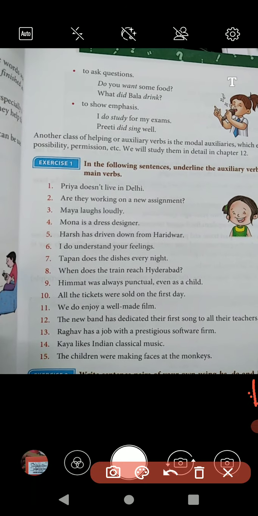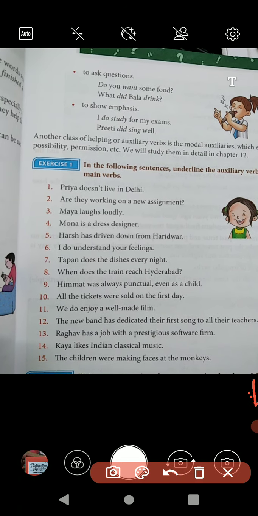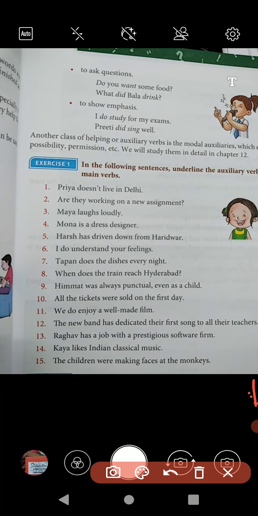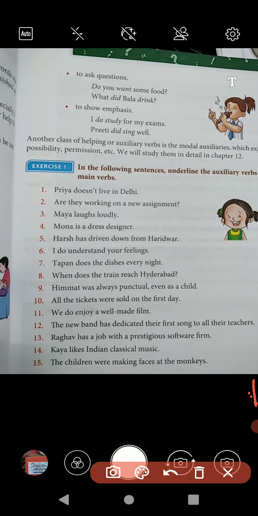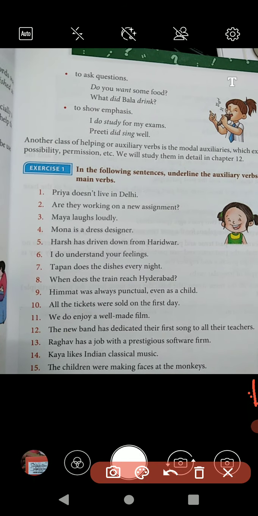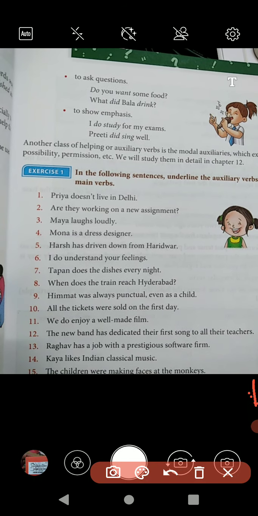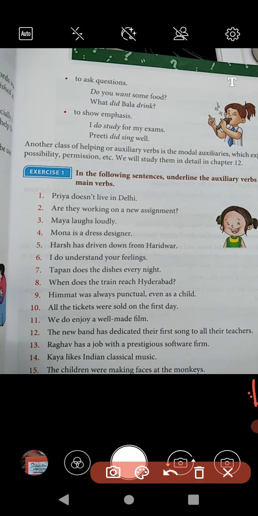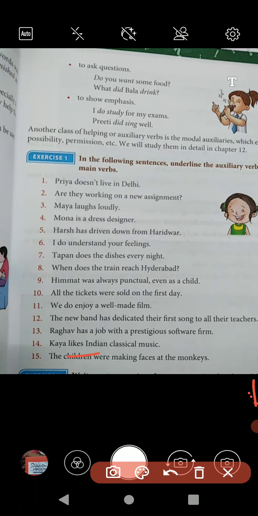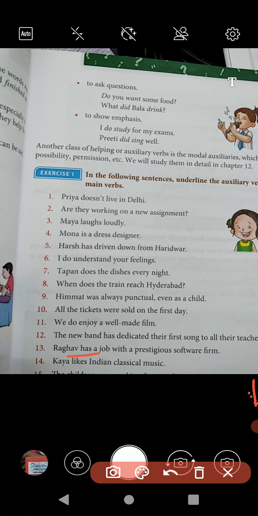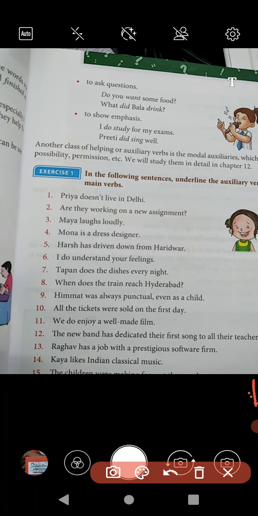And the 13th sentence, Raghav has a job with a prestigious software firm. So he has a job in a prestigious software firm. So here we have a verb, that is has. Has is the main verb in the sentence.